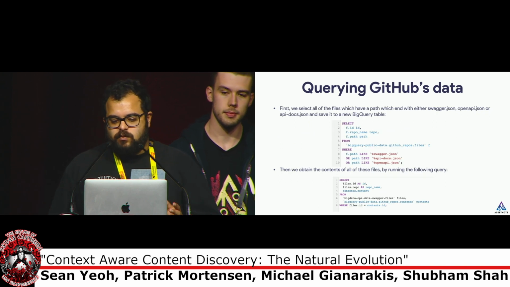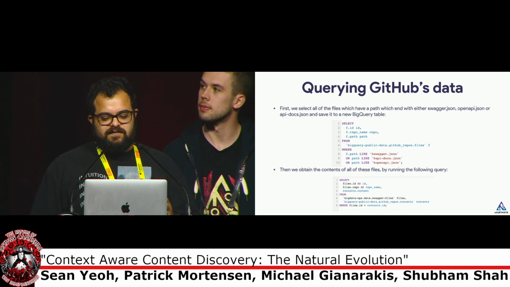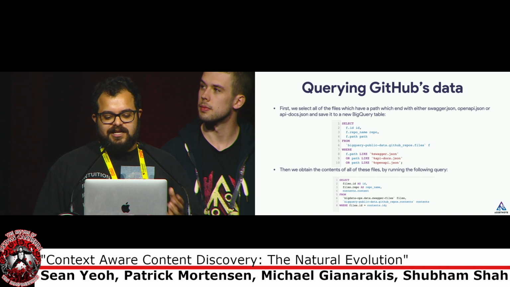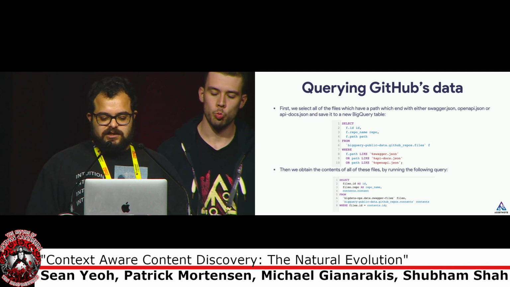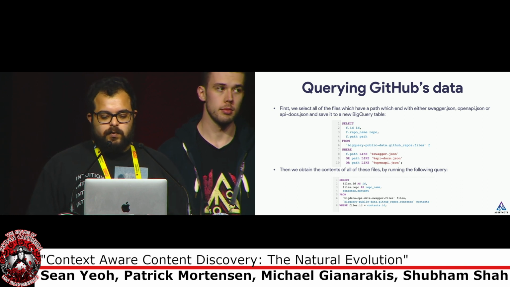So this is what our query looked like from BigQuery. We first queried from the files table to find anything that ended with swagger.json, API docs.json, or openapi.json. And then finally, we obtained the contents of these files by running the second query shown on this screen.